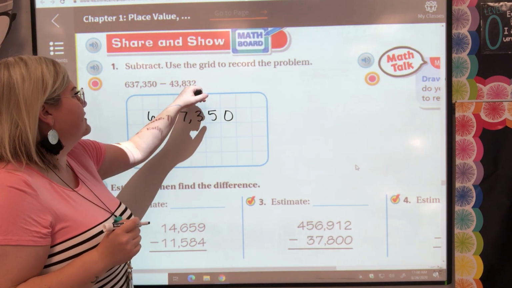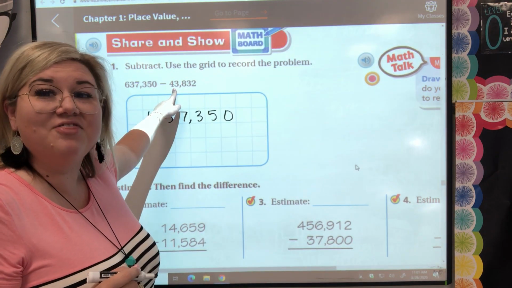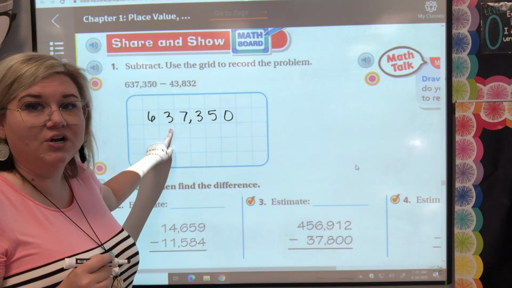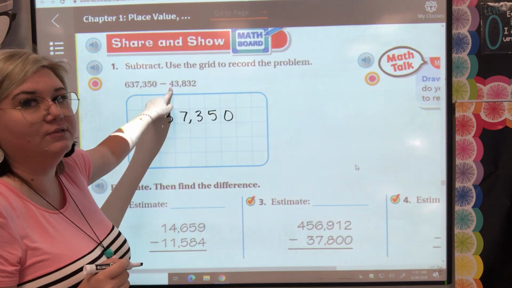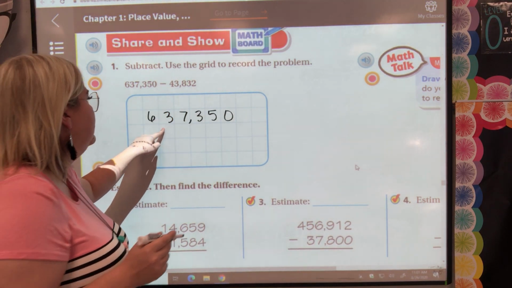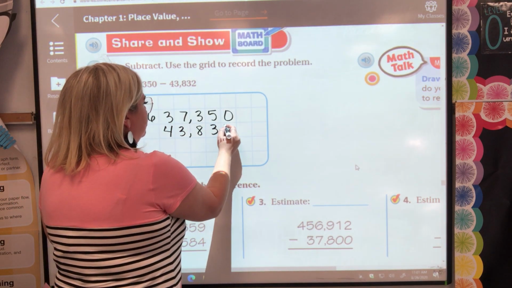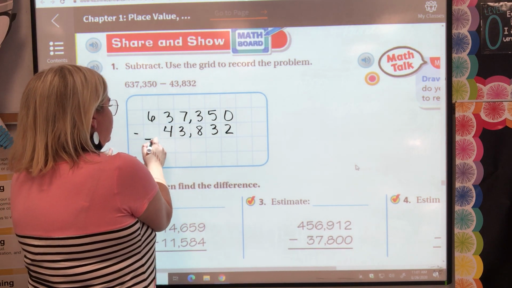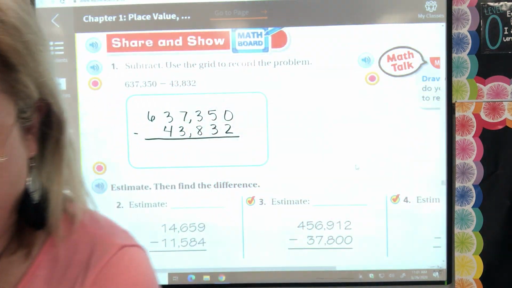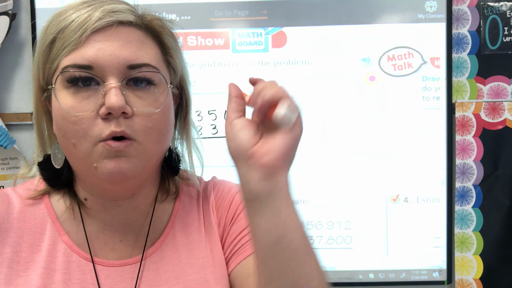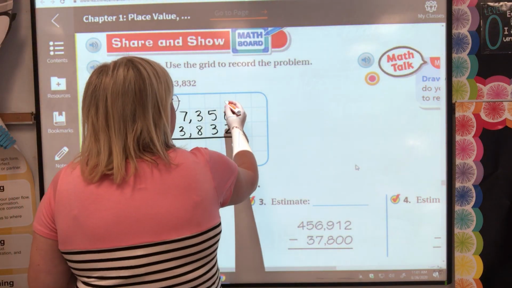Now we have 43,832. That 4 is in the what place value? The 10,000s. It lines up right here. We can't start him over here because this is not in the 100,000s. We have to start this number right here. 43,832. Subtract. And of course, our line. If you do not have grid paper or you do not have your book and you are writing this out, you can grab a color if you have one. I like to use colors to separate my columns when we add or subtract.